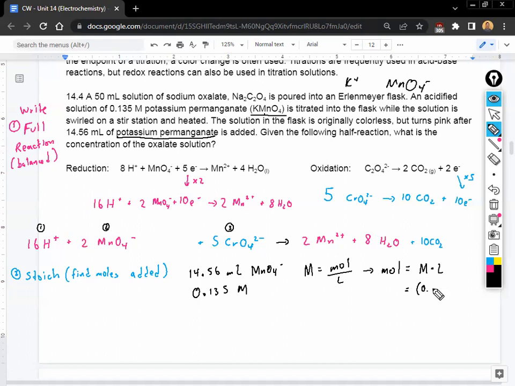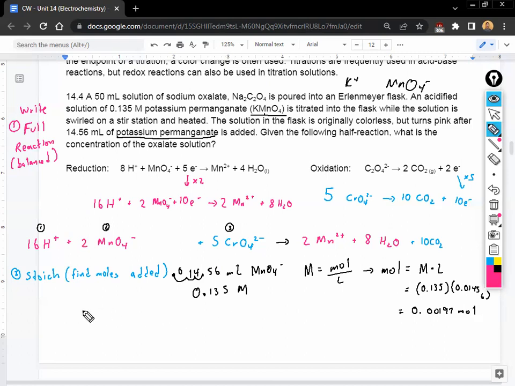Alrighty, guys. So for the moles added, we just need to multiply the molarity times the volume, but it needs to be in liters. So we're going to move the decimal 3 times to the left. For your calculations, you would have done 0.135 times 0.01456. And that gave me, and you can correct me if I'm wrong, 0.00197 moles. Everyone got that?